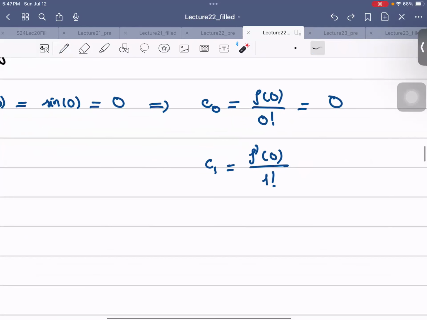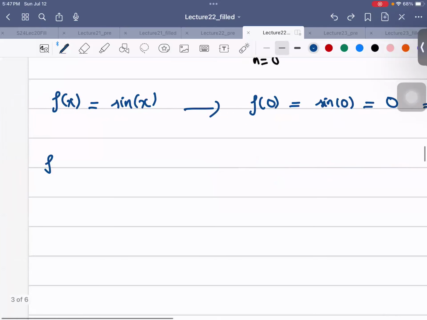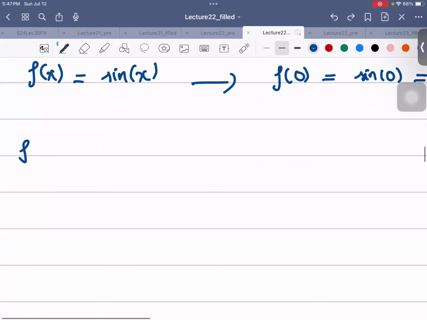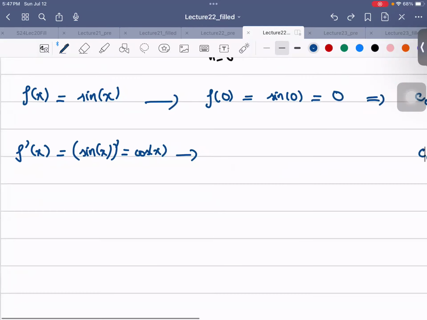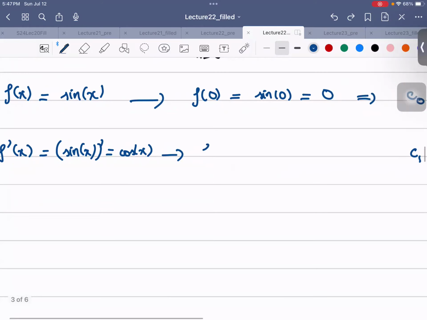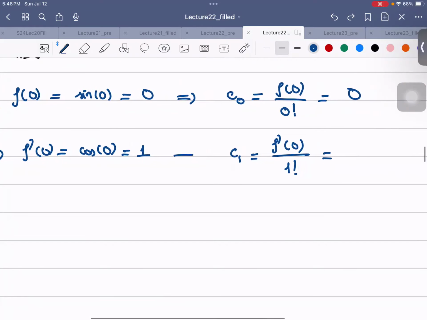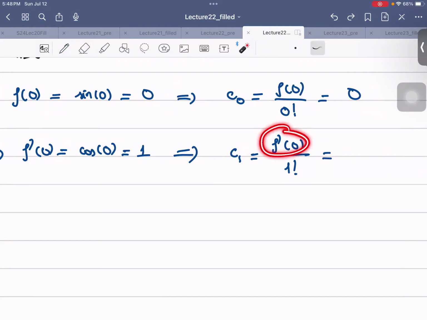So you need to know f prime of 0, and to know that, you need to know f prime of x. So f prime of x is the derivative of sine of x, which is cosine of x. So f prime of 0 is cosine of 0, which is 1. From here, C1 is f prime of 0 divided by 1 factorial, so I have 1 divided by 1 factorial.